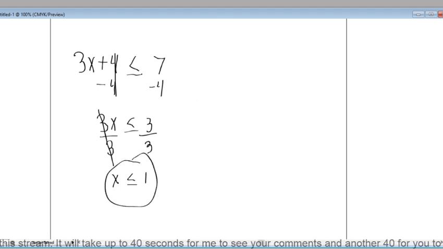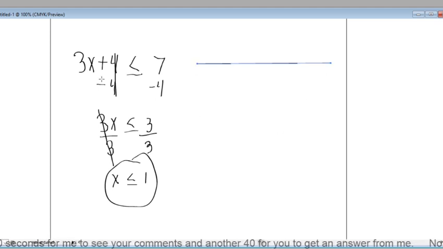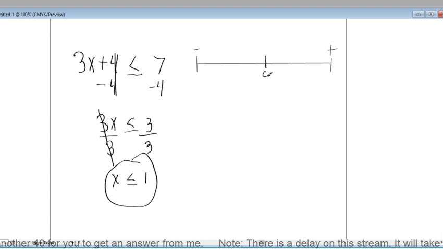Again, let's go ahead and look at this on a number line, though. It always helps to think about our solution sets on a number line. So like I said before, on the number line, these are the negative numbers, these are the positive numbers, and here in the middle, we have 0. So 1 is where our solution set is located. That's about right there.